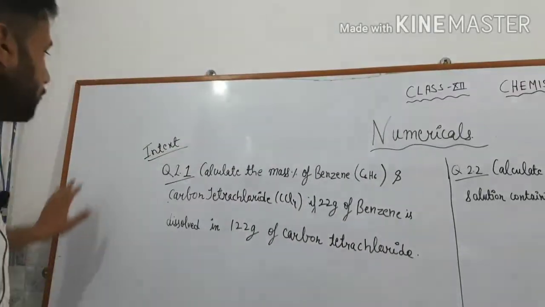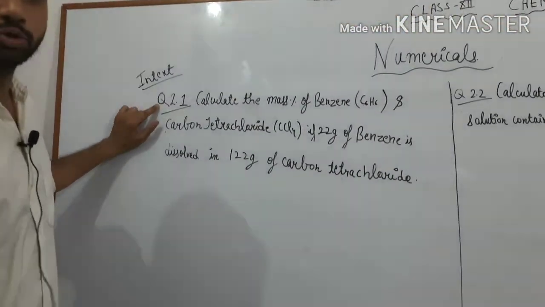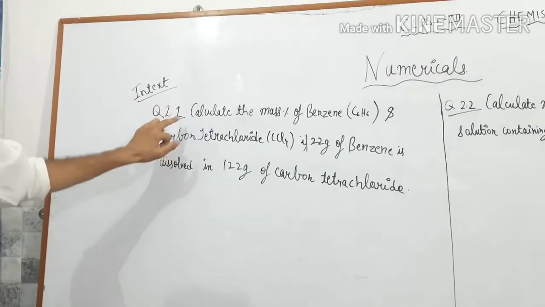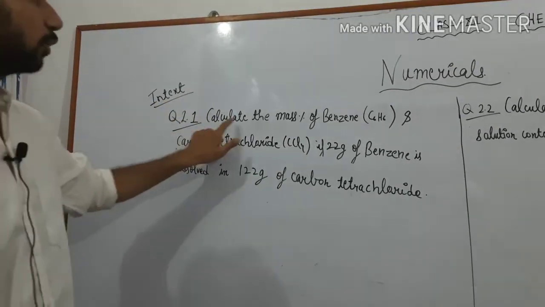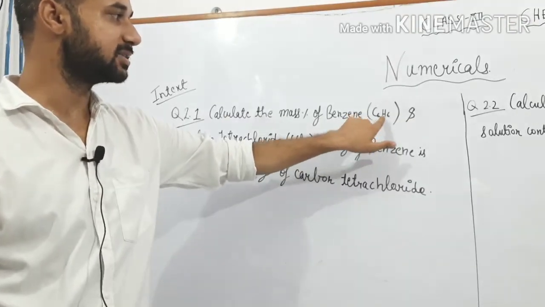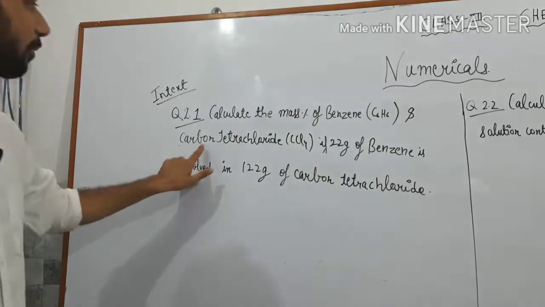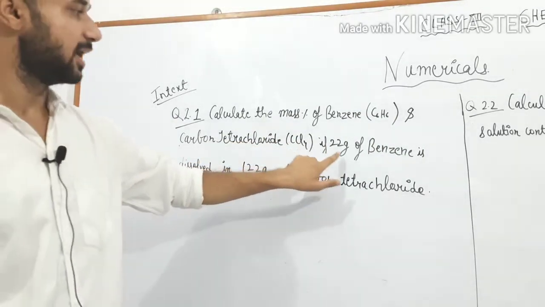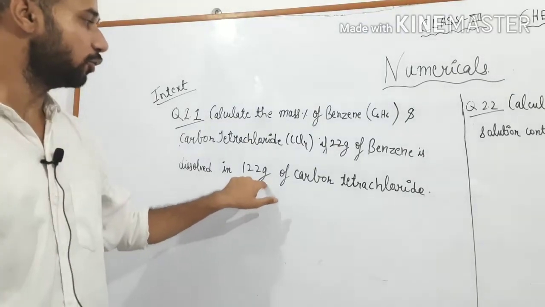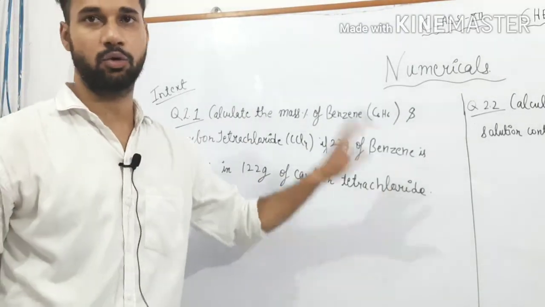Okay, so this is the question 2.1. This is an in-text question. So we have to read the question. Calculate the mass percentage of benzene, whose molecular formula is C6H6, and carbon tetrachloride, CCl4, if 22 gram of benzene is dissolved in 122 gram of carbon tetrachloride.